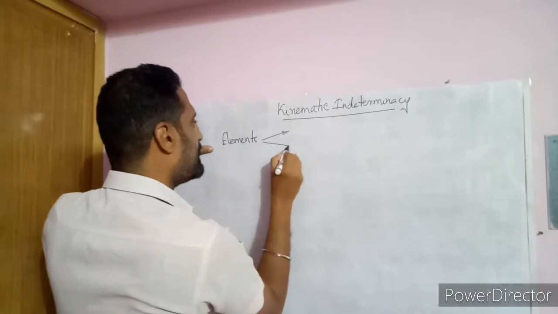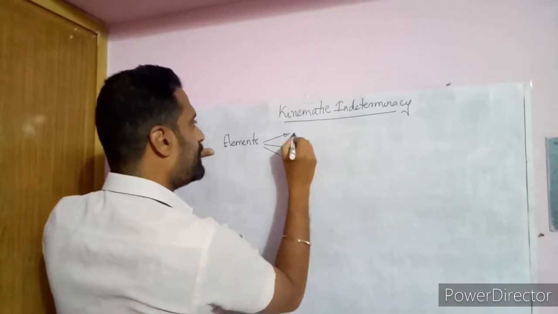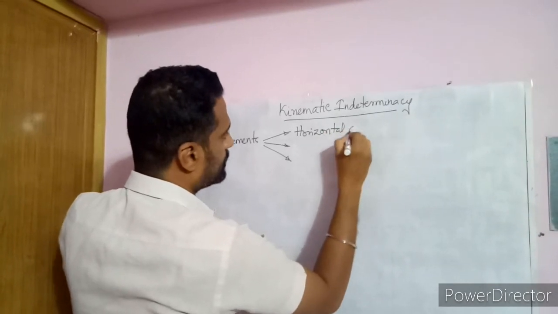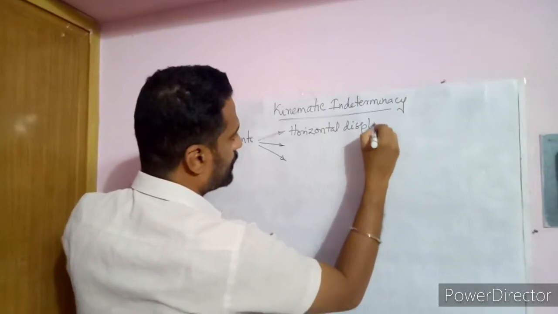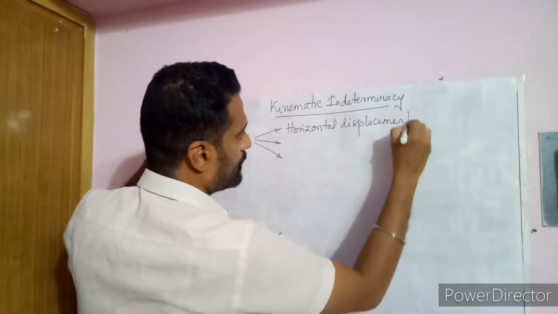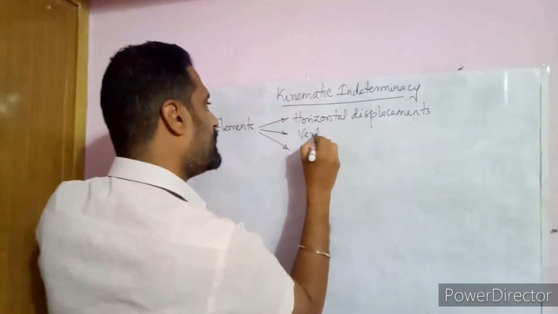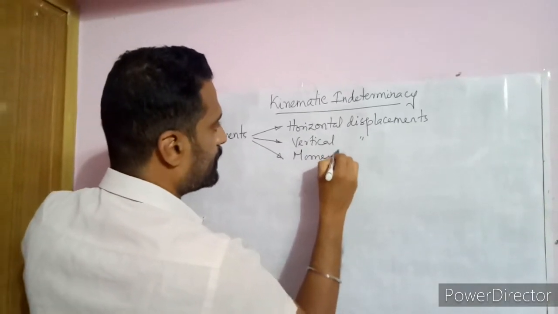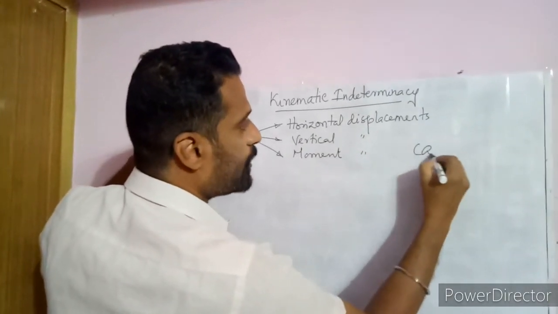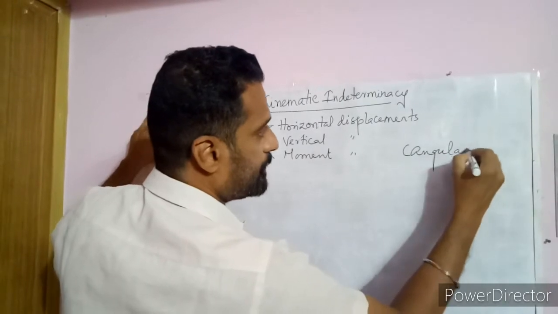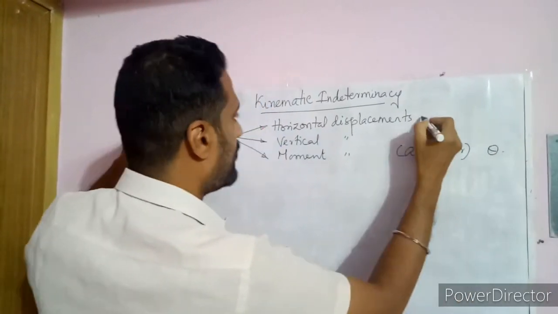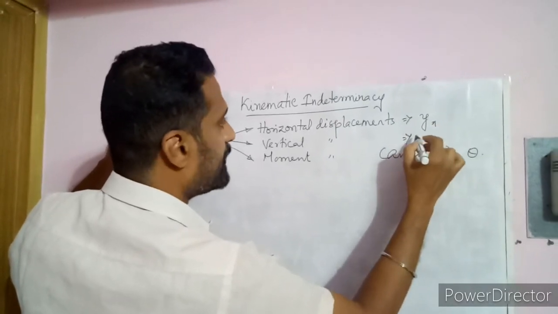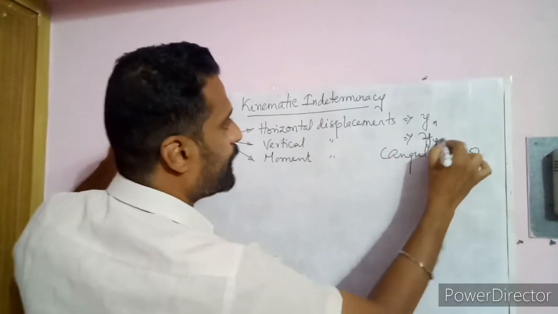They are classified into three categories. One is horizontal displacements, vertical displacements, and moment displacements. Moment displacements are also called angular displacements, which is indicated by theta, and horizontal displacement is indicated as y of x, and vertical displacement is indicated as y of y.